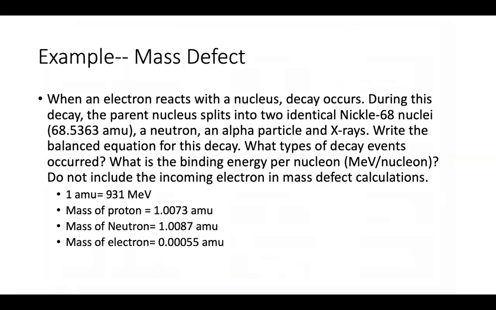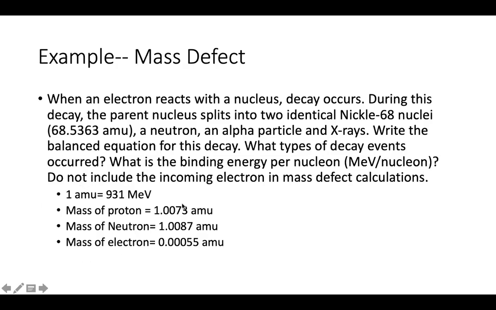Okay, so I just want to do another mass defect example. And so here we have an electron that reacts with a nucleus, causing decay. During this decay, the parent nucleus splits into 2 identical nickel-68 nuclei, a neutron, an alpha particle, along with X-rays, right? So all of that is on kind of like the product side. So I want you to write the balanced equation for this decay. I'm asking what type of decay events occurred, and what is the binding energy per nucleon? Okay, and that's in MeV per nucleon.